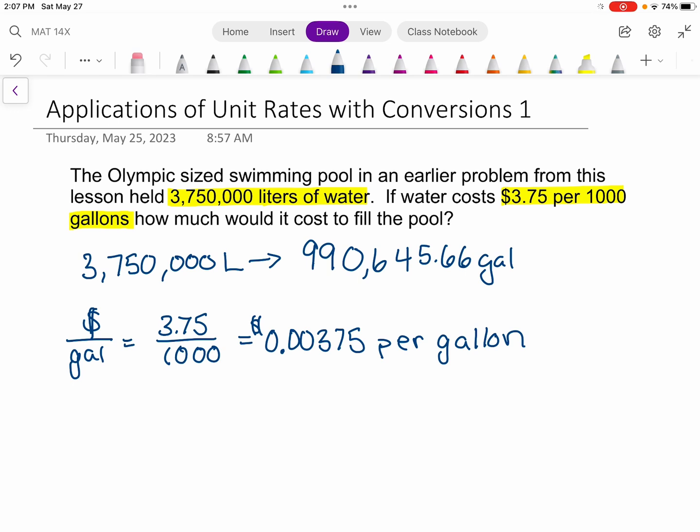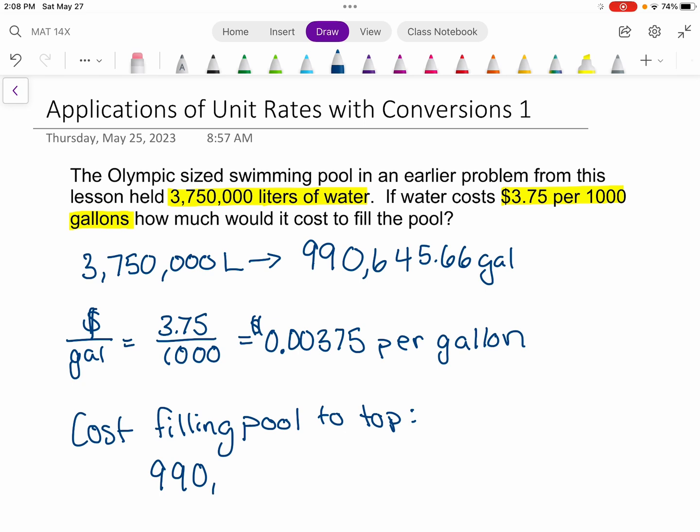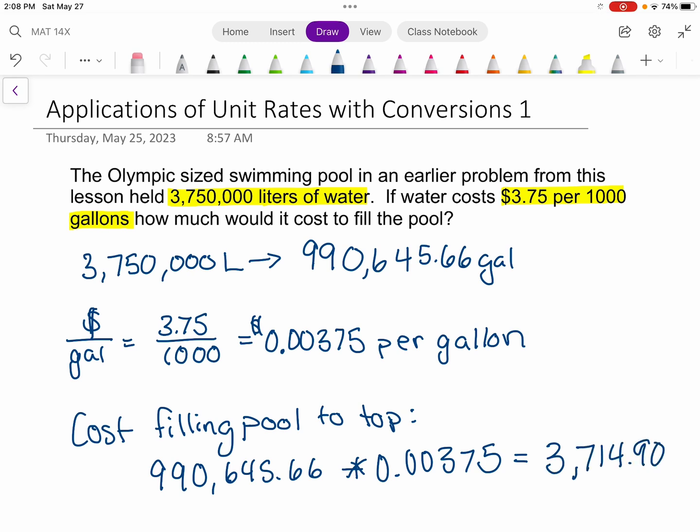All right, so we have our cost per gallon, and we have our number of gallons. All that's left is to multiply the two numbers. So if I want my cost for filling the pool to the top, and we're going to say to the top, because remember we didn't take out any of the water, we have 990,645.66 times that unit rate, our cost per gallon. And that ends up equaling about $3,714.90. For those of you who thought it's not going to be that bad, that's a lot of money to fill the pool.